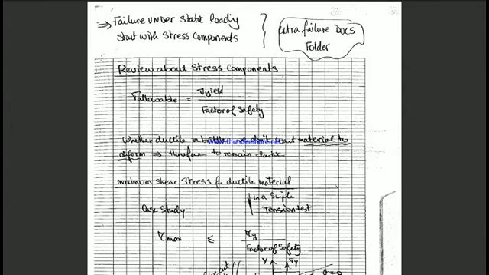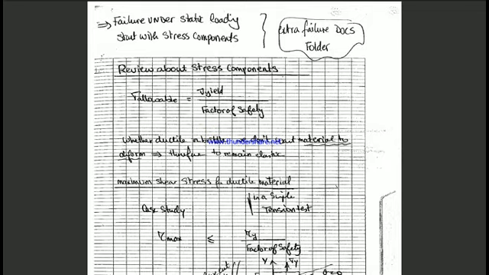So we know for sure that the allowable stress is always the yield divided by the factor of safety. So whether ductile or brittle, we don't want the material to deform, therefore to remain elastic.